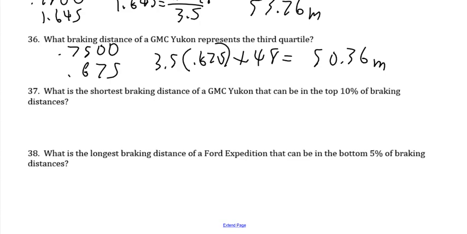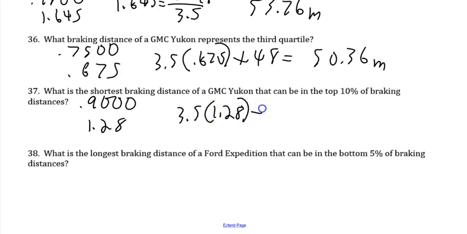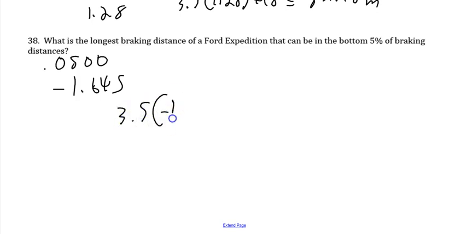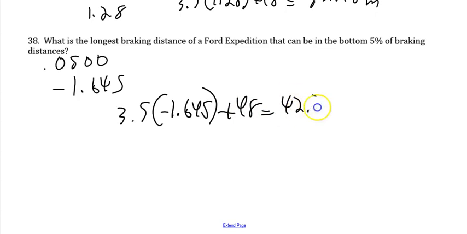Shortest distance for the top 10%, well, that means 90th percentile. So look that up, and you're going to get 1.28 for the z-score. So 3.5 times 1.28 plus 48 equals 52.48 meters. And last but not least, what is the longest braking distance in the bottom 5%? So that's 0.0500, and we are looking less than, so that's negative 1.645. It's between negative 1.64 and negative 1.65. So again, 3.5 standard deviation times that z-score plus 48 equals 42.24 meters.